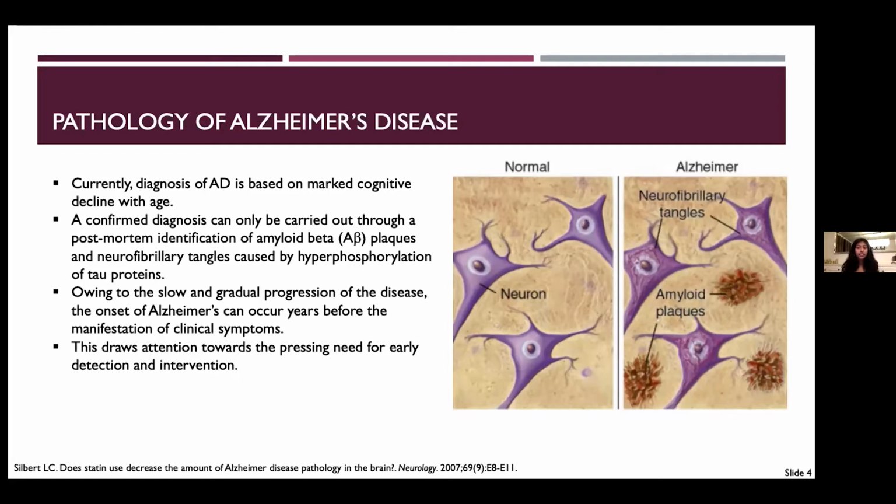So here's the pathology of AD or Alzheimer's. It's characterized by amyloid plaques and neurofibrillary tangles. And the problem is that the diagnosis of Alzheimer's is only based on a marked cognitive decline that happens with age, but a confirmed diagnosis can only be carried out through a postmortem identification of these plaques.